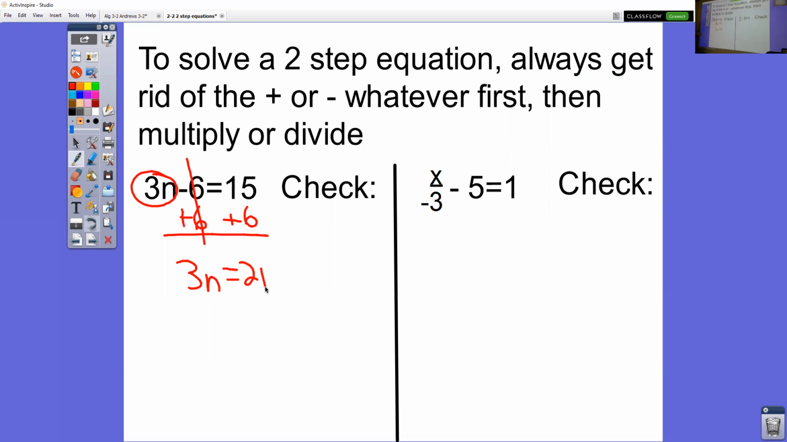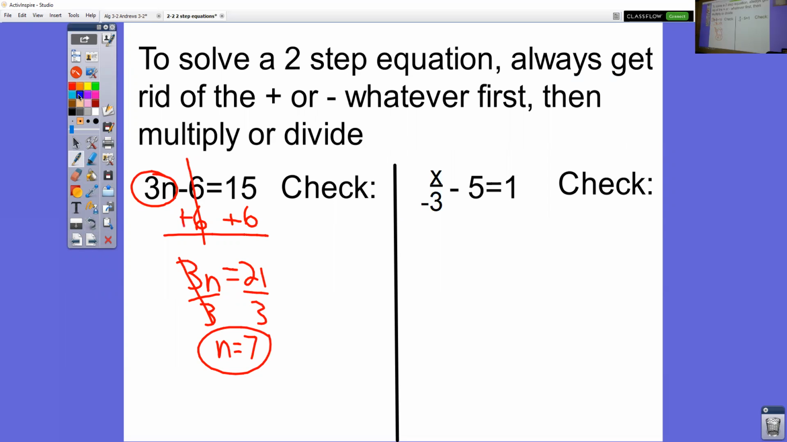When a number and our letter are next to each other, that means times. So this really says 3 times n. The opposite of times is to divide. So I want to divide by 3 and divide by 3. Always do top divided by bottom. 21 divided by 3 is 7.